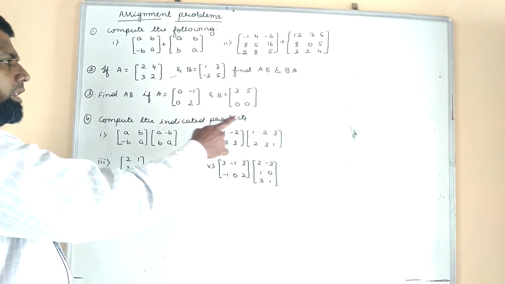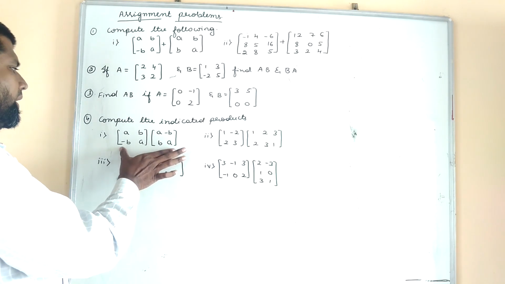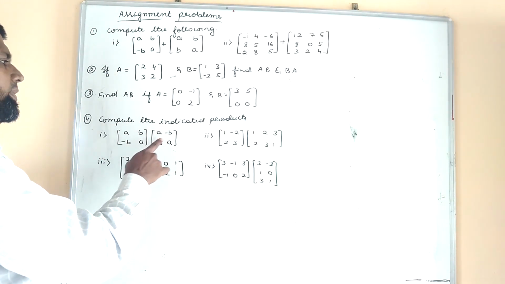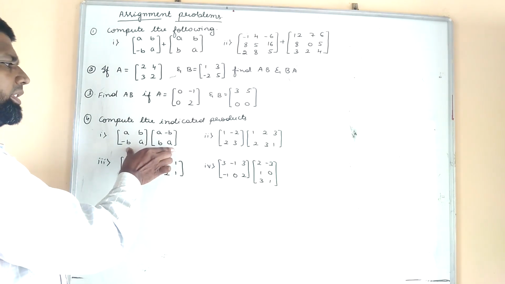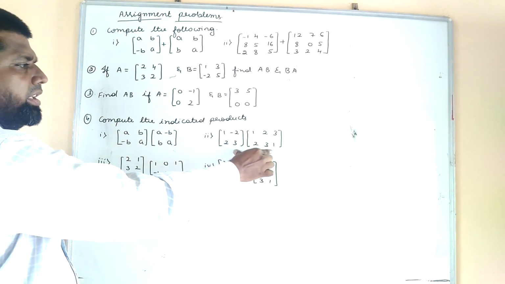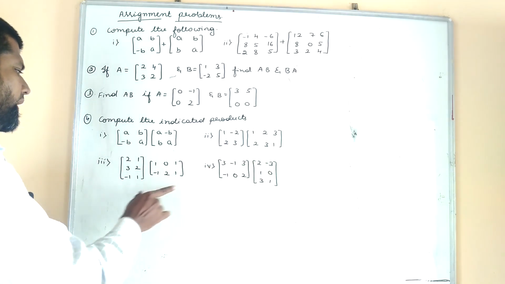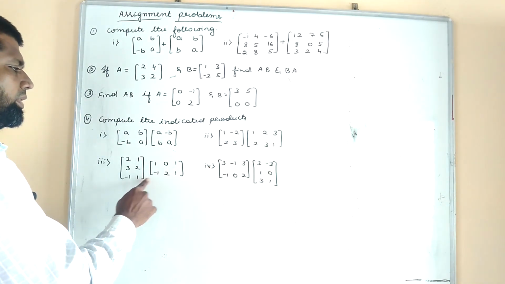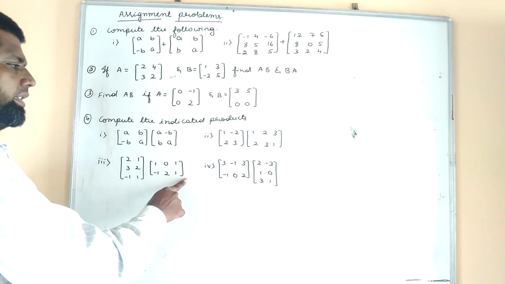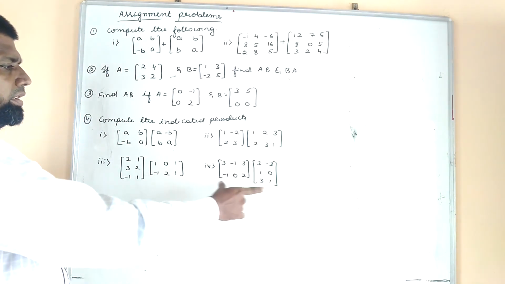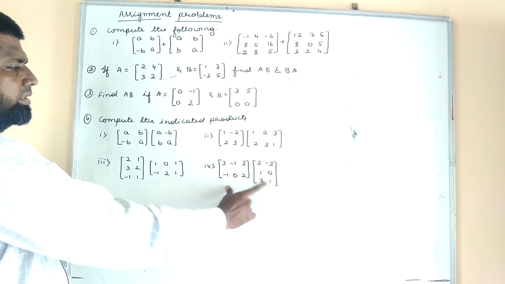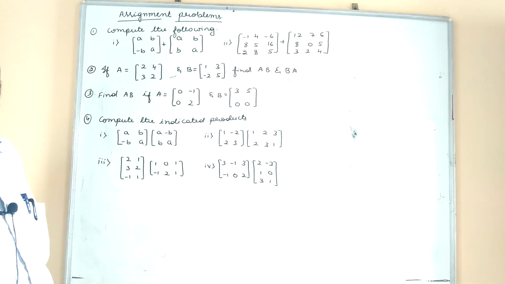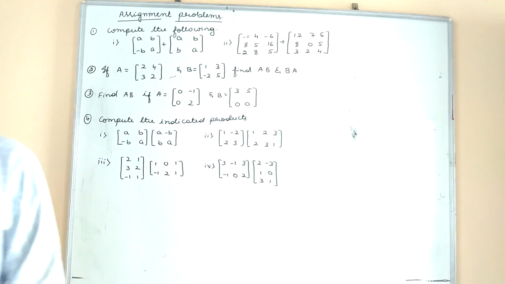Compute the indicated products. In the first one is AB, minus BA, A minus B, BA. So you have to multiply the both matrices. In the second question, I have given the 2 matrices. You have to multiply. In the third question, I have given the 2 matrices of order 3 cross 2 and 2 cross 3. You have to multiply this. Then the fourth one is also multiplication of the 2 matrices. These are the 4 questions you have to solve as an assignment questions.